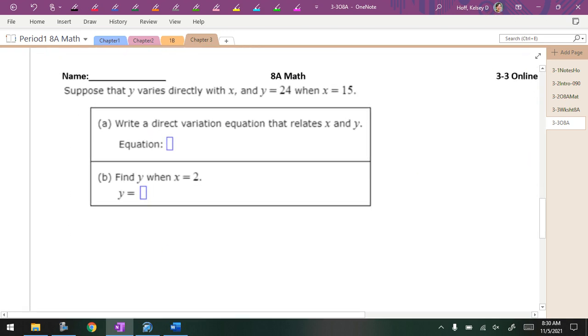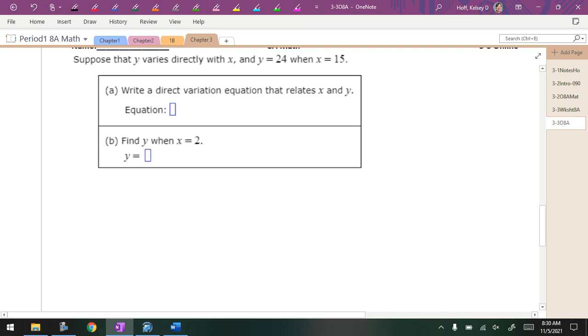Suppose that y varies directly with x and y equals 24 when x equals 15. Write a direct variation equation that relates x and y. Find y when x equals 2. Remember the two things we did yesterday? Column 1 on the left, column 2 on the right. That's the two blanks you're going to fill in today. Okay? So yesterday, y equals mx. Good job. Then we take it from way up top. What are we replacing y with? 24.